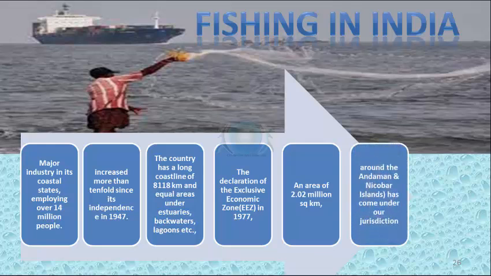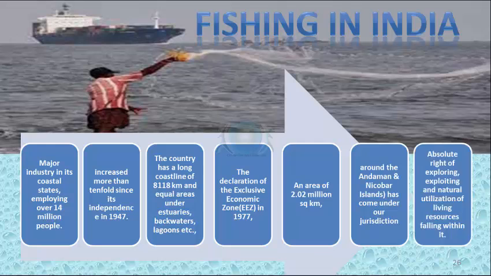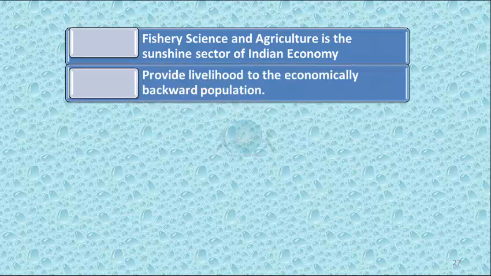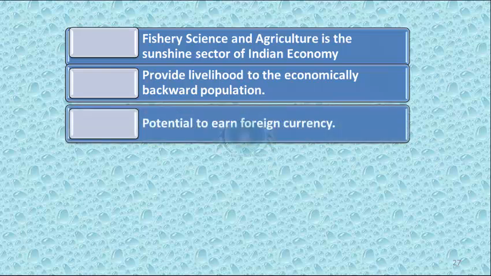waters. The inland fishery resources include nearly 2 lakh kilometers of stretch of rivers and canals, and it has 29 lakh hectares of reservoirs, 24 lakh hectares of ponds and tanks, and various forms of water bodies, which includes brackish water areas as well. Fishery science and agriculture is the sunshine sector of the Indian economy, and it provides a livelihood to the economically backward population. Moreover, fishery science has immense scope and potential to earn foreign currency.